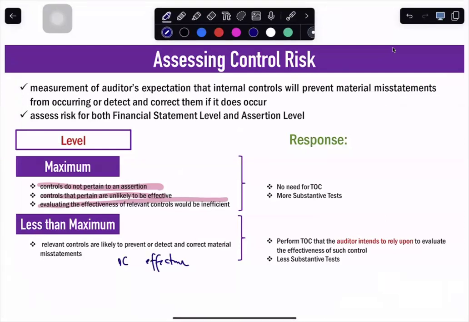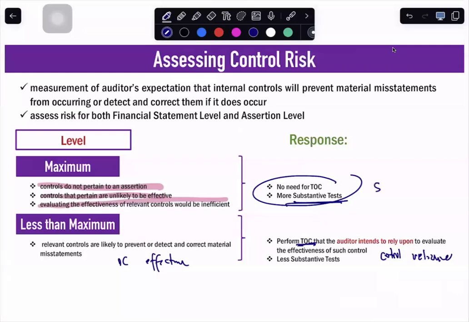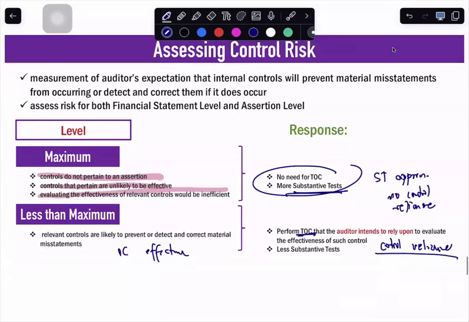Now, if it is maximum, no need for TOC, you go now to substantive tests. But if it is less than the maximum, then you perform TOC. Again, we call this one your control reliance approach. This is known as the purely substantive approach, also known as no control reliance. So if you want to rely on your control, then you need to test the control and say that the control is working effectively. But if you don't want to rely on control, then you do substantive testing.